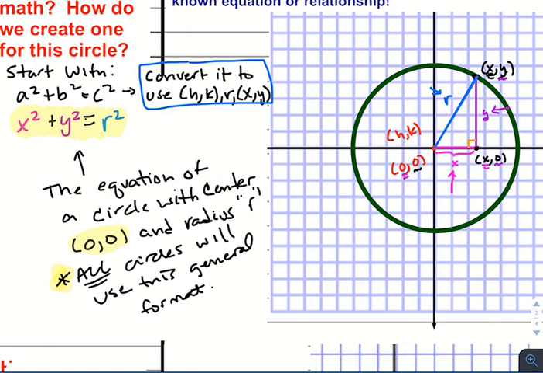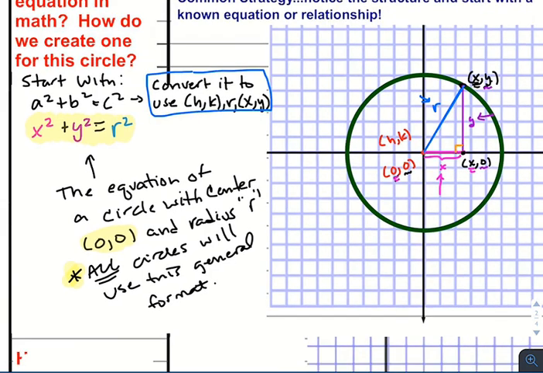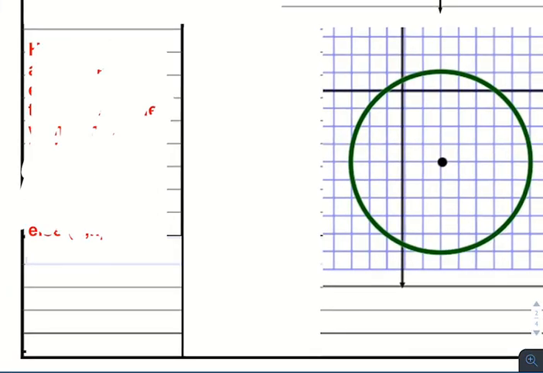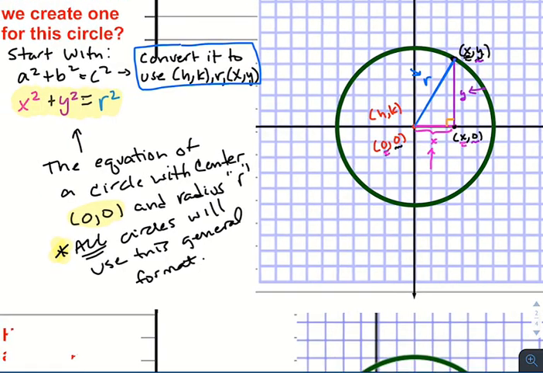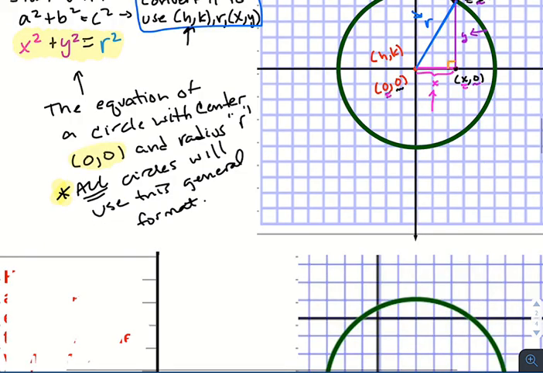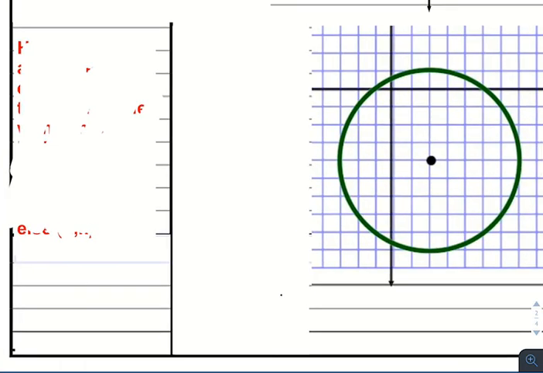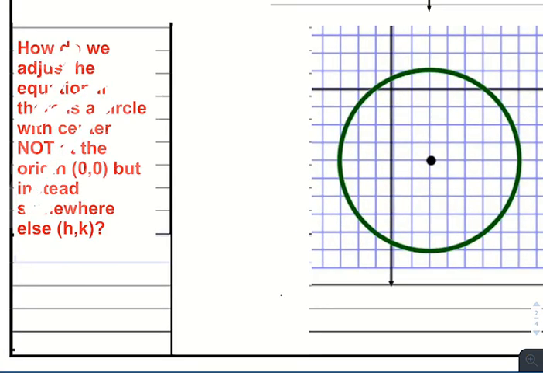Okay. And so the question we should ask immediately then is, what happens if we're not at 0, 0? Because I did say we have to use the h, k somehow, but it didn't really show up in this circle's equation. But what happens if we move it off the grid? So what happens if the center's not at the origin, but instead some other place, h comma k? Well, we should start this really the same way.